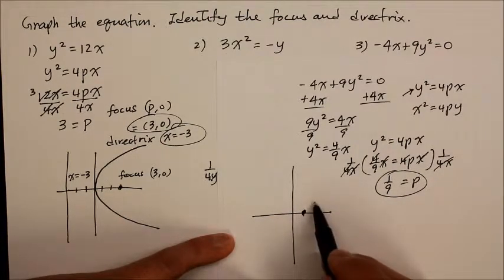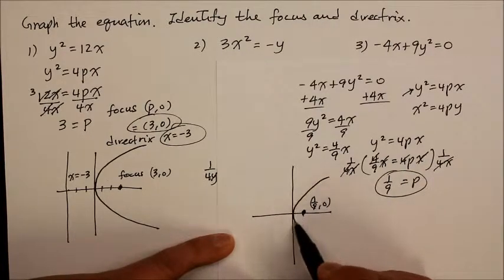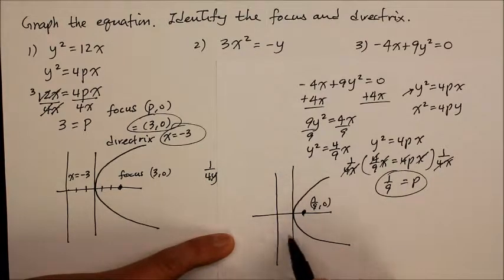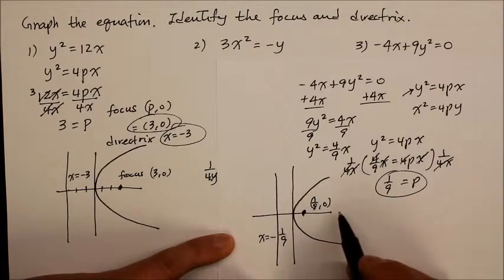Let's say this is (1/9, 0). Parabola goes to the right. Directrix is on the exact opposite side. And the equation is written as x is equal to negative 1/9. Focus. Directrix.